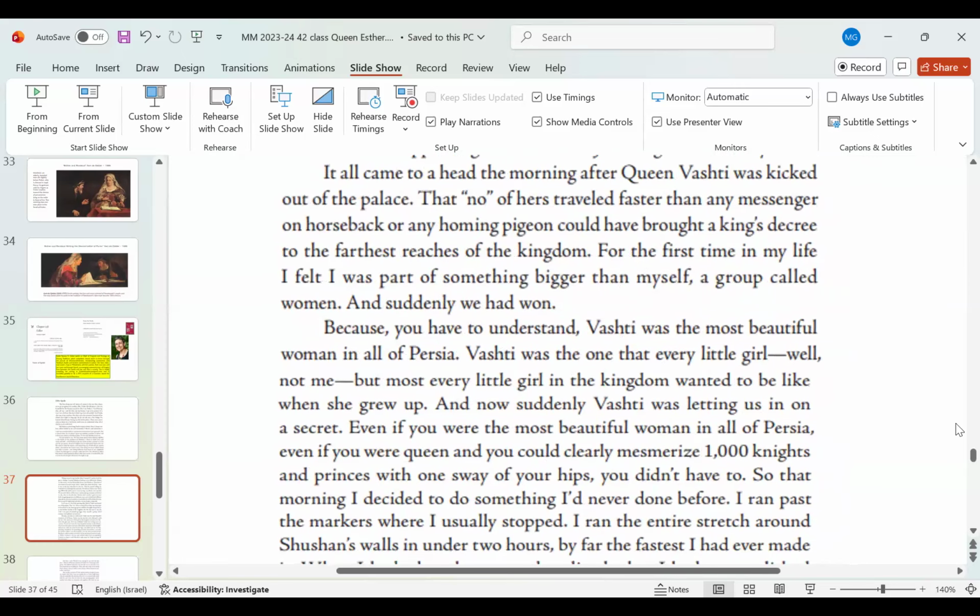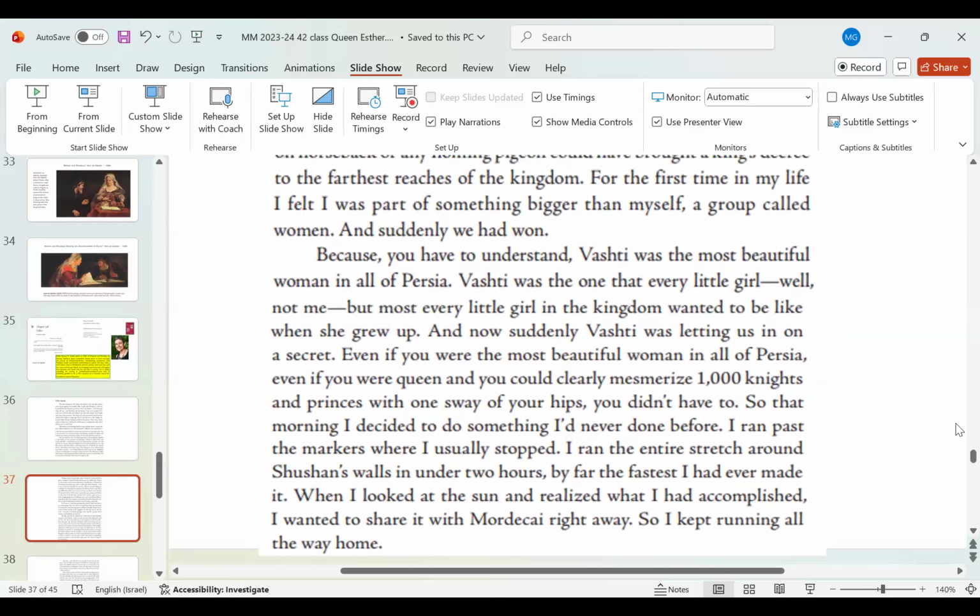It all came to a head the morning after Queen Vashti was kicked out of the palace. The no of hers traveled faster than any messenger on horseback or any homing pigeons could have brought a king's decree to the farthest reaches of the kingdom. For the first time in my life, I felt I was part of something bigger than myself, a group called women. And suddenly, we had won.